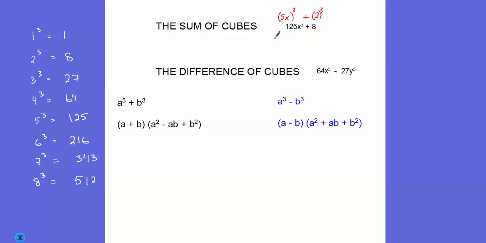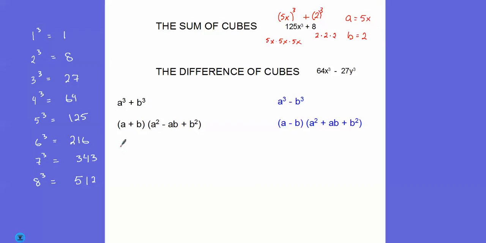Alright, what I have here is simply 5x multiplied by 5x multiplied by 5x. On this far side, I would have 2 multiplied by 2 multiplied by 2. For this particular problem, in terms of a and b, a would equal just the 5x. b would equal just the value of 2. It's good to identify the a and the b.